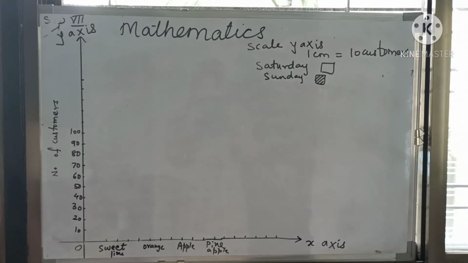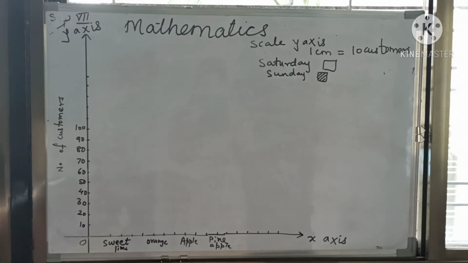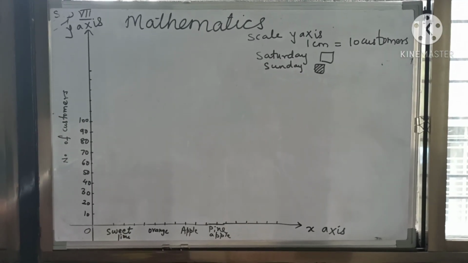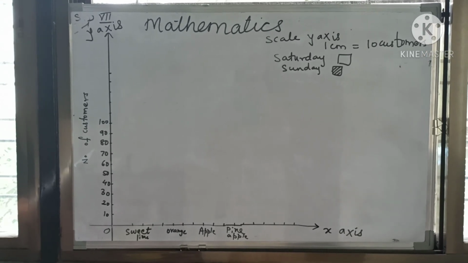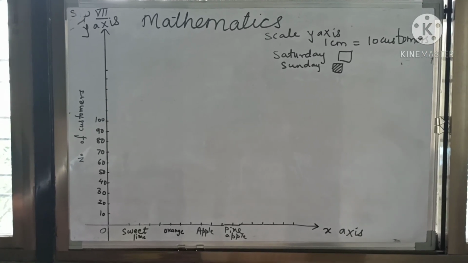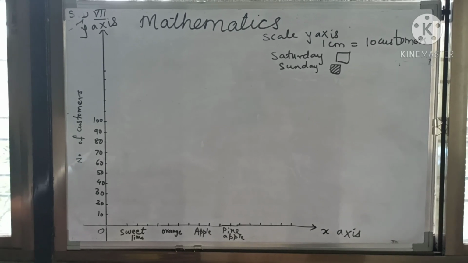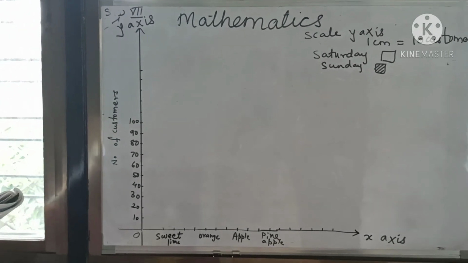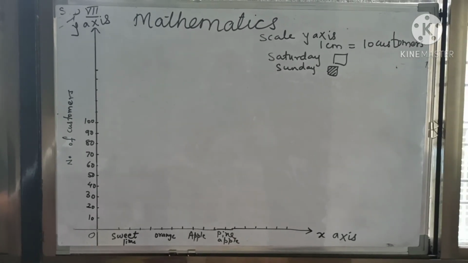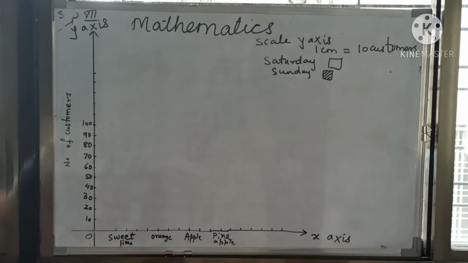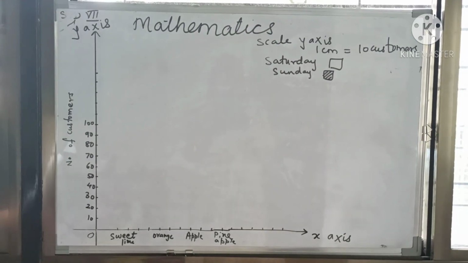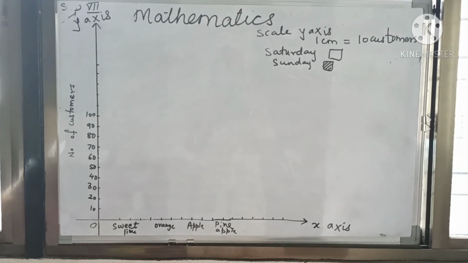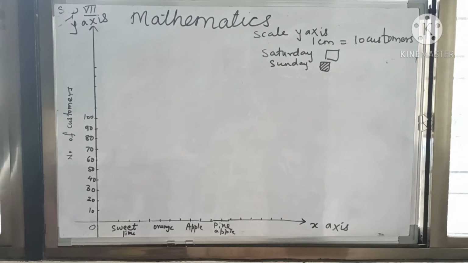Now we will go to the next example, second one from practice set 31. The table shows the number of people who had different juices at the juice bar on Saturday and Sunday. Two days are given to you, Saturday and Sunday, and the number of people who consume this juice: sweet lime, orange, apple and pineapple. So with this information, let us draw the joint bar graph.